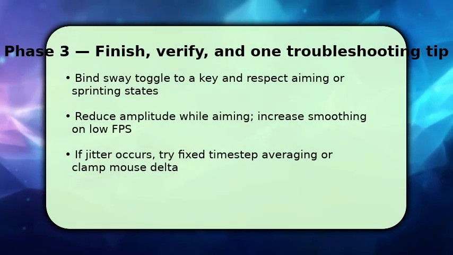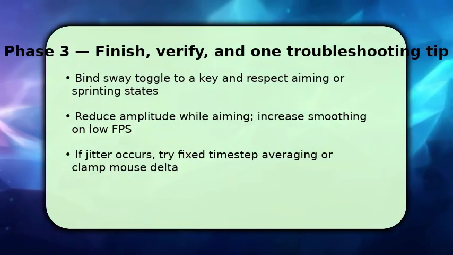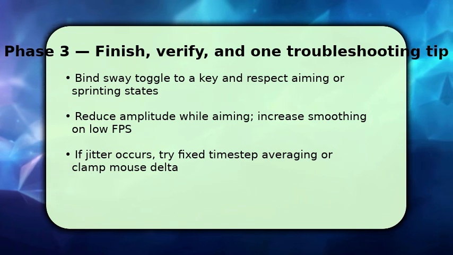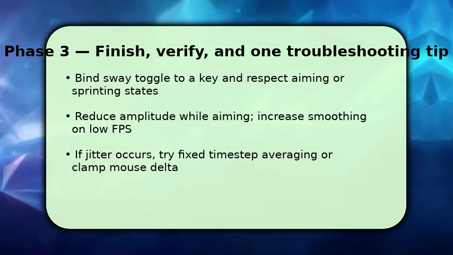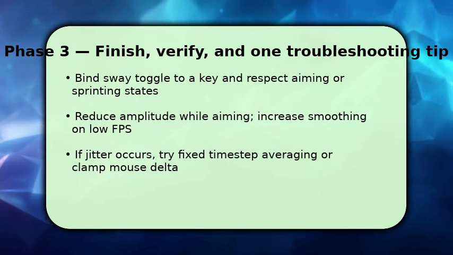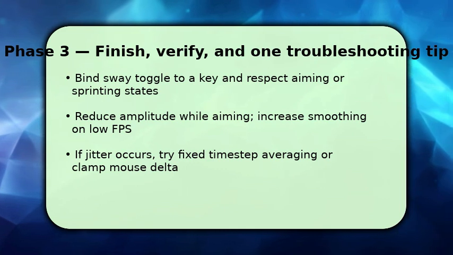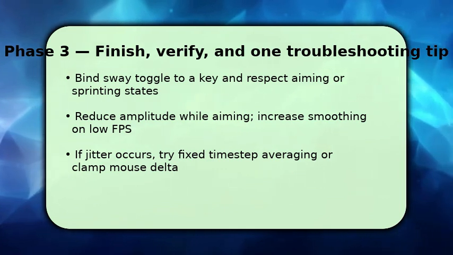Finish by integrating sway into gameplay states. Bind a toggle key and reduce amplitude when aiming, and increase smoothing when sprinting for readability. Make the script respect camera priority and character animations. Apply offsets after the camera CFrame is set so you do not fight other systems.